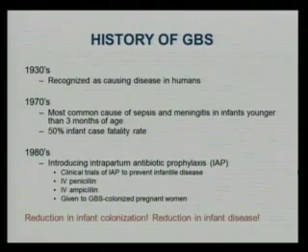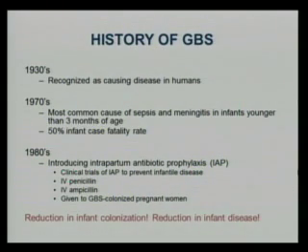So the history of GBS, this I thought was interesting. So in the 1930s, it was recognized as a disease-causing organism in humans. Only 40 years later did it become recognized as the most common cause of sepsis and meningitis in infants younger than 3 months of age. And at that time, it had a 50% infant case fatality rate, which is alarmingly high.